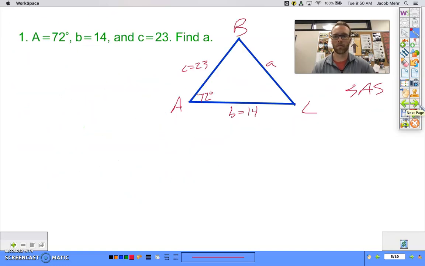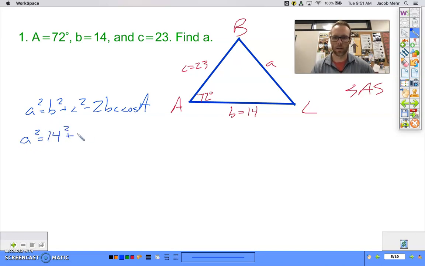And what are we trying to find? We're trying to find a, using the formula that we just proved. a squared equals b squared plus c squared minus 2bc cosine of A. You're going to have that memorized in no time. So let's substitute in. a squared equals 14 squared plus 23 squared minus 2 times 14 times 23 times the cosine of 72 degrees. All I'm doing is substituting right in.